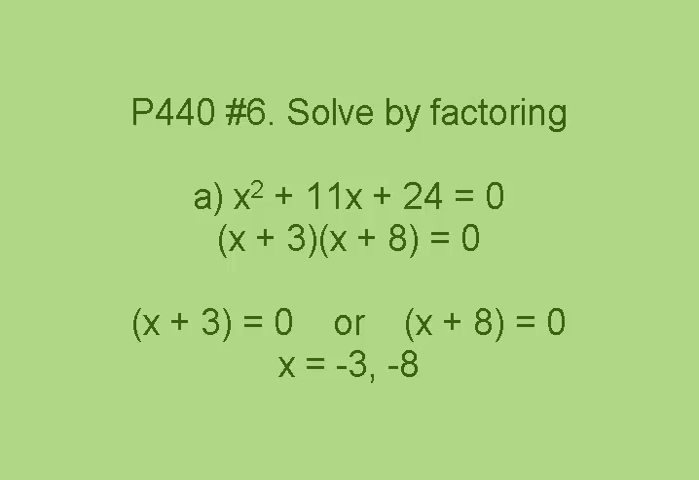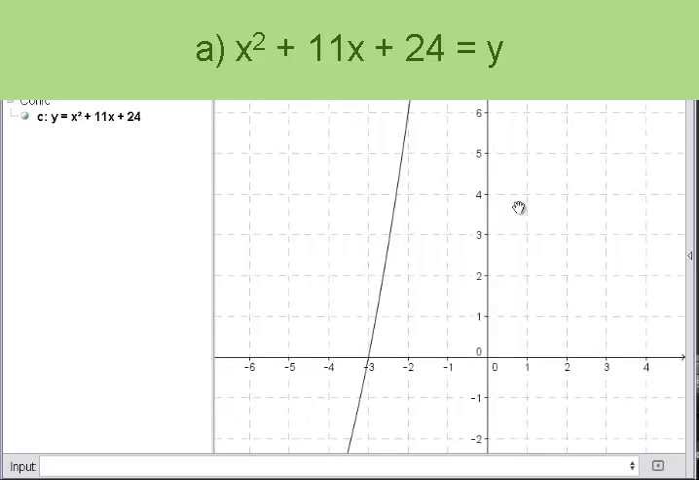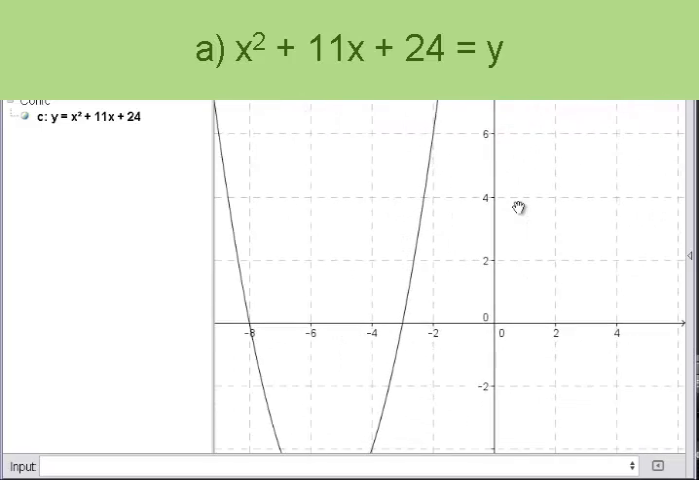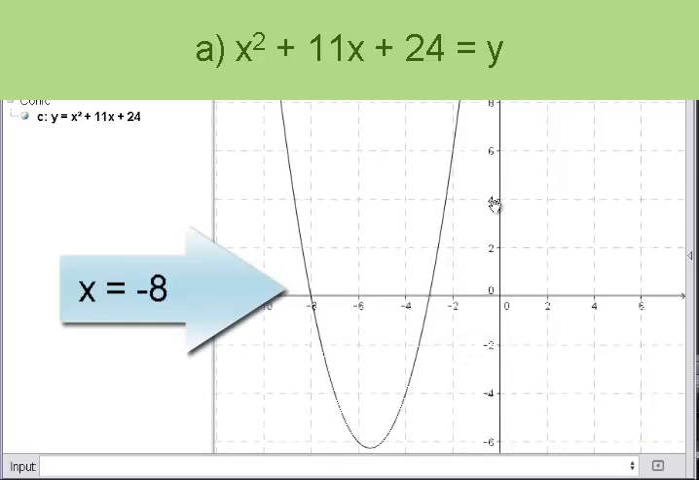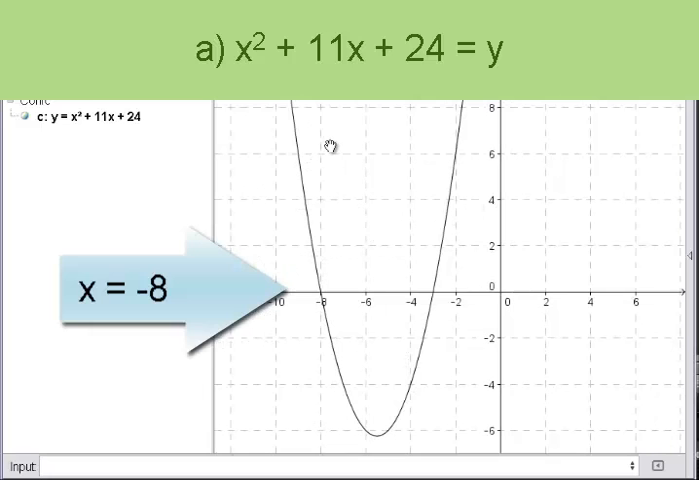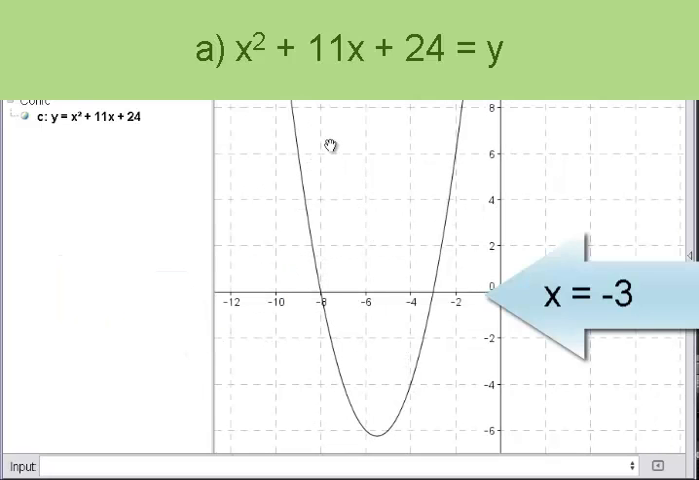This video shows all the solutions for number 6 using factoring. I also show alternate solution methods. Please pause the video if you need more time to see the solution. If you make y equals x squared plus 11x plus 24 and then graph it, where the parabola crosses the x-axis are your two solutions.